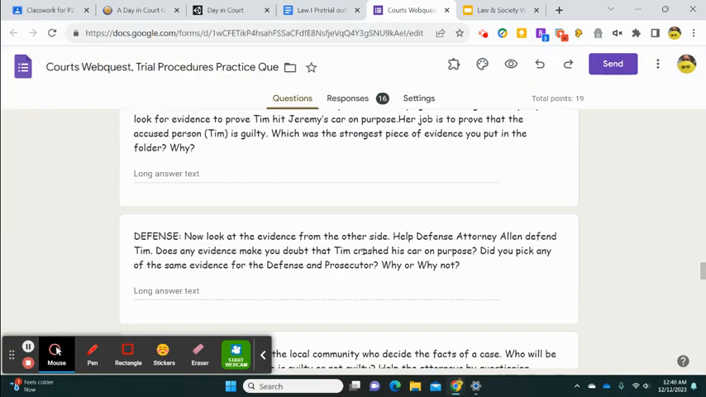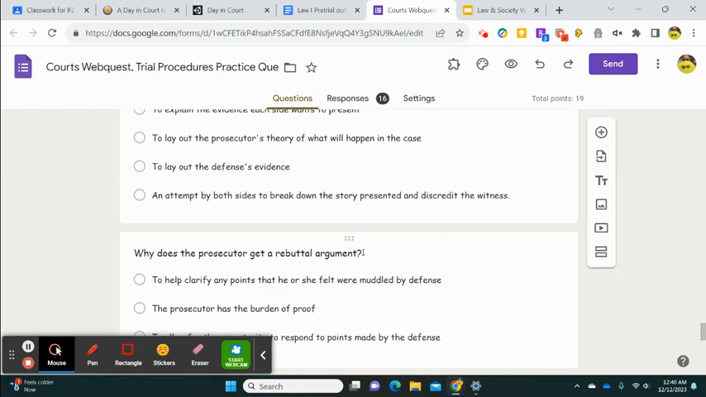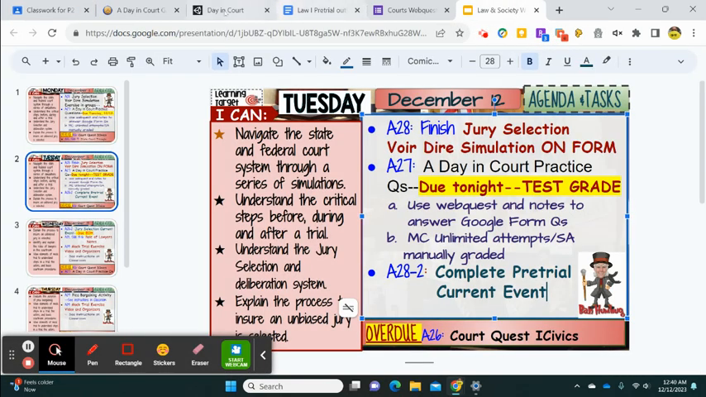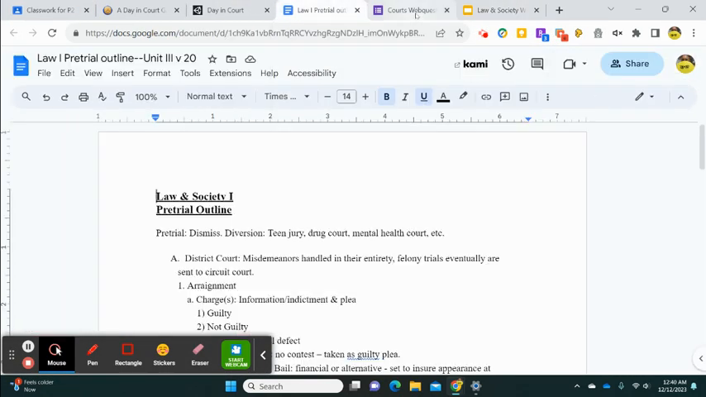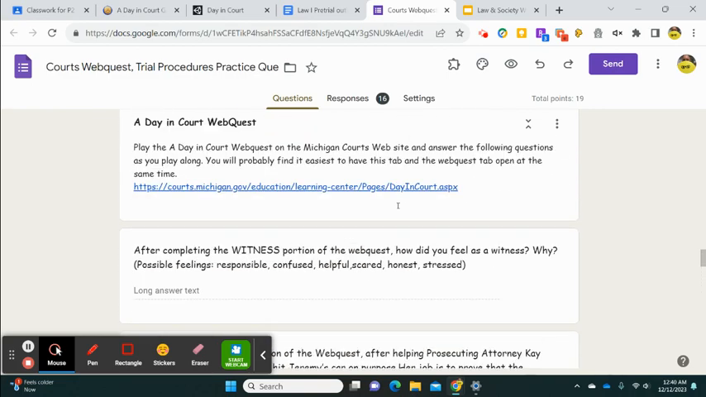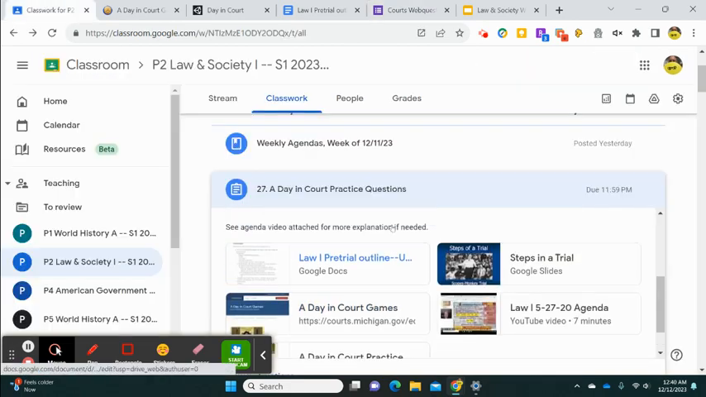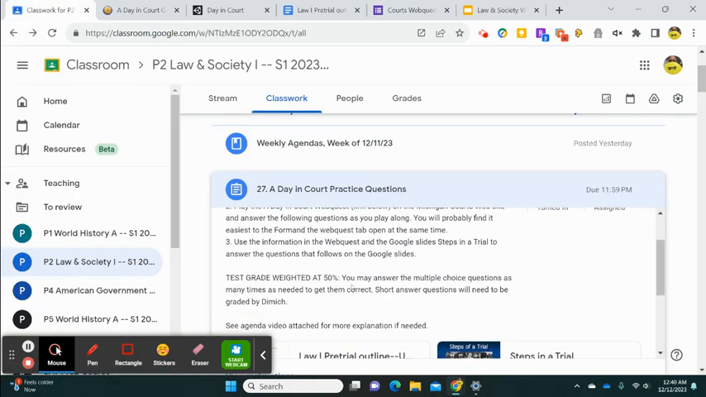This is asking you to look at the pre-trial outline, which is both in your notes and on the document attached. And then the last part is asking you to look at the steps in a trial that we've had in the notes in class, and I put them into this assignment. So the pre-trial and steps in a trial questions: you can answer as many times as you need to. You may have to look at your responses and retake it to get the score that you want, because keep in mind, this is a test weighted score.